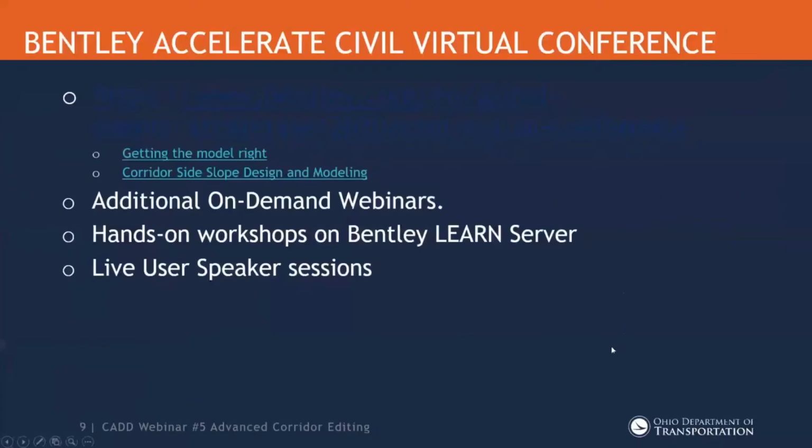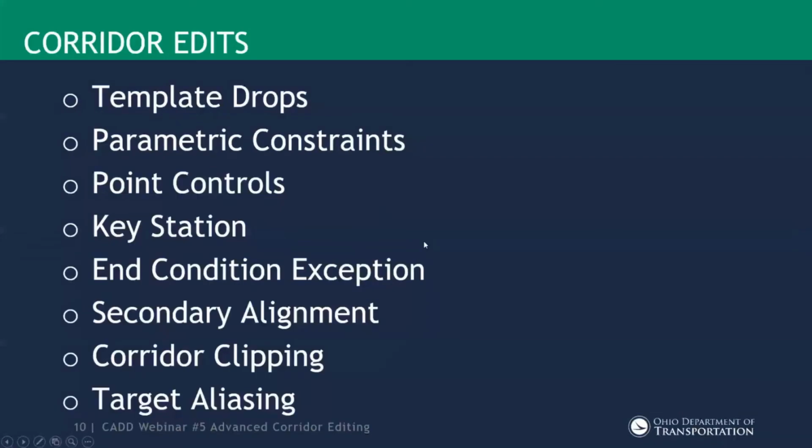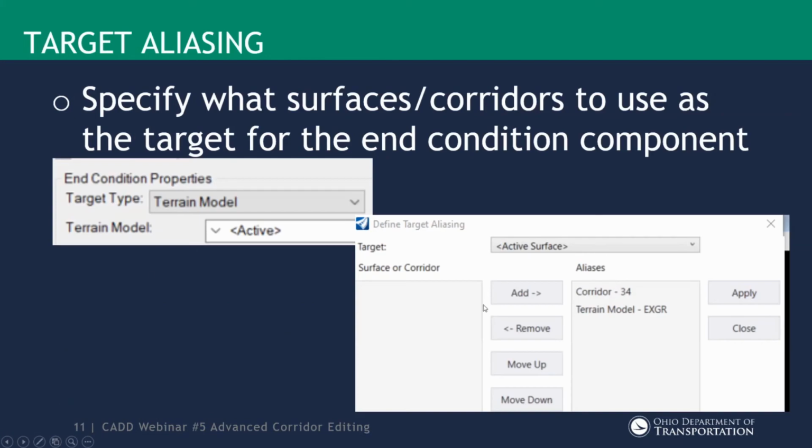All right, so to today's webinar, corridor edits. I jotted down a bunch of different edits: template drops, parametric constraints, point controls, key stations, end condition exceptions, secondary alignments, corridor clipping, target aliasing. You've probably heard some of them, used some of them, maybe not all of them. We're going to go over most of them today so you can see how they work and how you can apply them to your current projects.